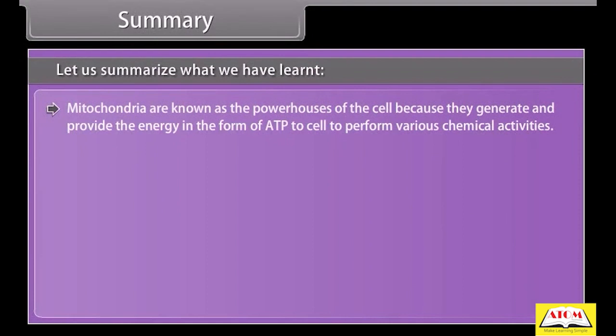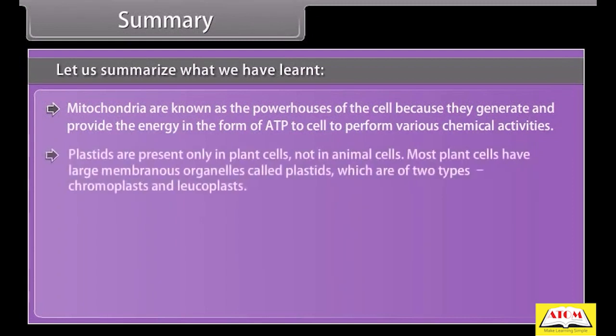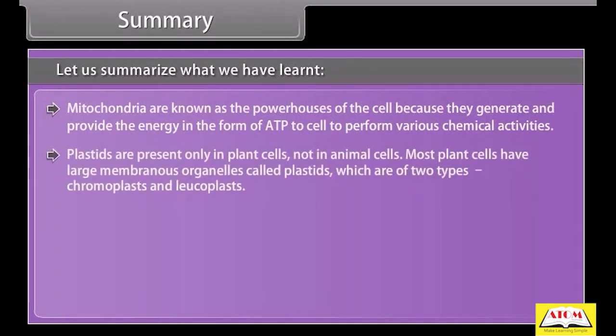Mitochondria are known as the powerhouses of the cell because they generate and provide energy in the form of ATP to the cell to perform various chemical activities. Plastids are present only in plant cells, not in animal cells. Most plant cells have large membranous organelles called plastids, which are of two types: chromoplasts and leucoplasts.